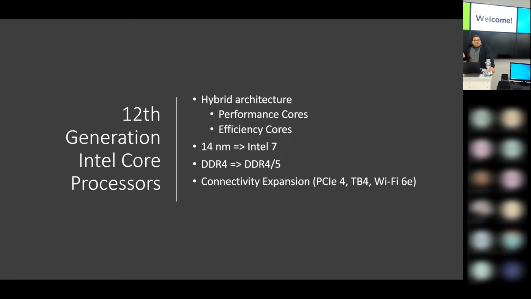We also have Thunderbolt 4, right? So we're again doubling the bandwidth from 20 gigabits per second to 40 gigabits per second. And then Wi-Fi 6E, also a similar huge speed increase. So by moving to the new platform, you're getting a lot faster connectivity along with those processor improvements.